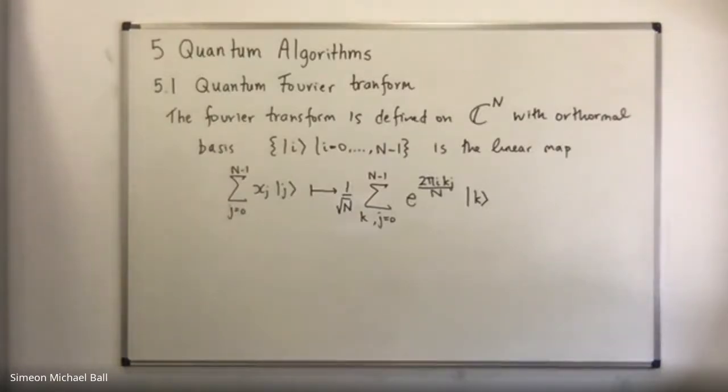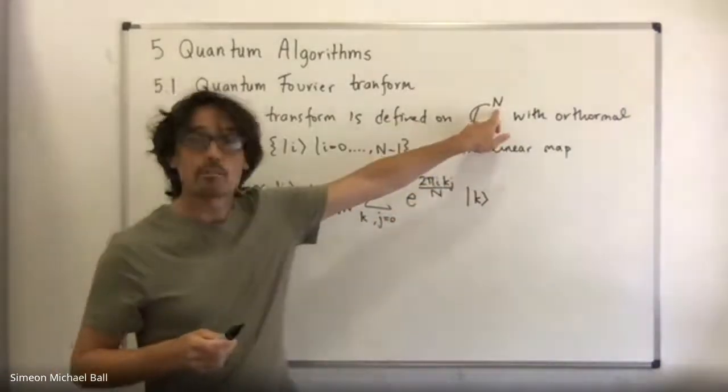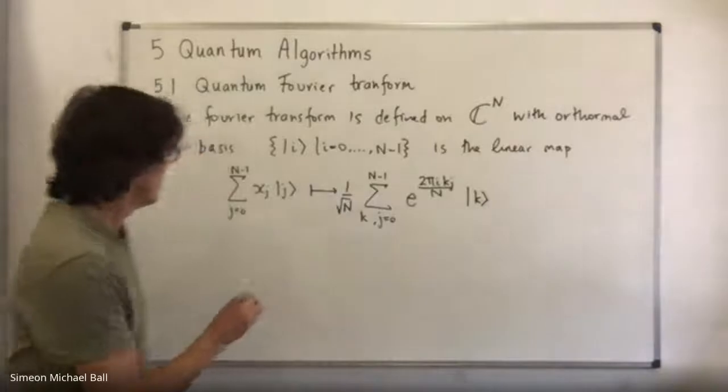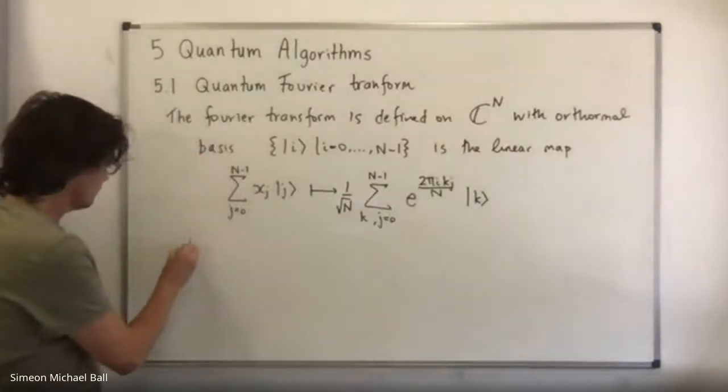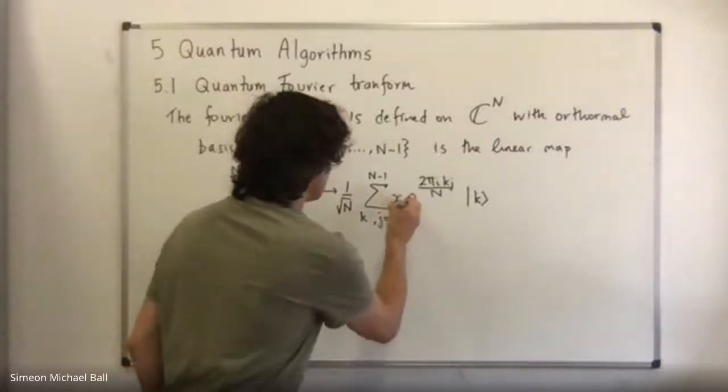Now, of course, in our complex space, we have n qubits, so our dimension is 2 to the n. So in the quantum version. One question: where does the x go? The x of j? Oh, sorry. Yeah, okay. Thank you.